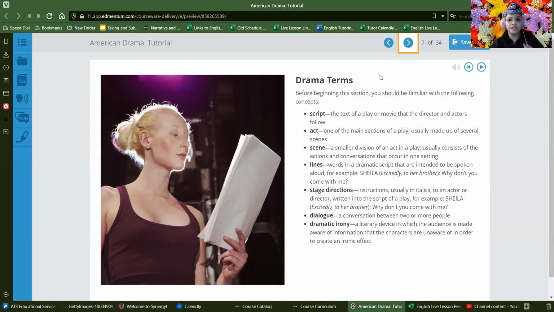So you have to remember, on a stage, you can only have one setting at a time. You can't have two locations on one stage with things happening at the same time, or else the audience wouldn't be able to keep up.